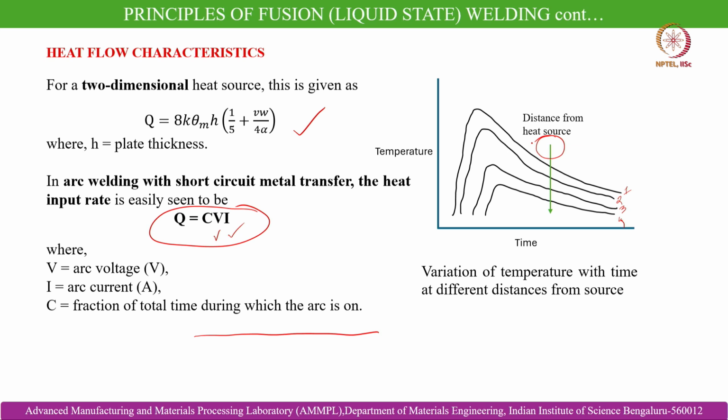You can see that the point closest to the heat source has the maximum temperature, if we can draw a line over here. Then we can see that the maximum temperature, say T max, in case of curve 1 or point 1 is much higher than the T max of point 4. If we mark them as T1 and T4, then T1 is much higher than T4 because of the proximity of point 1 to the welding heat source, and point 4 is further apart from the heat source.